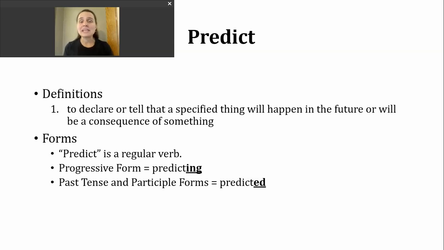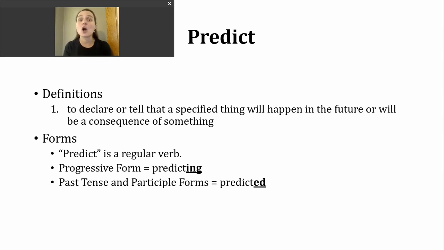Many times we use predict in academic English. It's part of the reading process to think about what's being told to us in the moment and to also be thinking sort of ahead in the story. What is going to happen? Or where is this piece of writing headed?